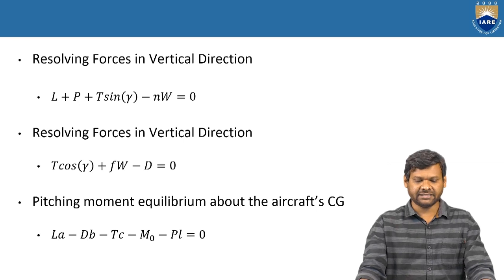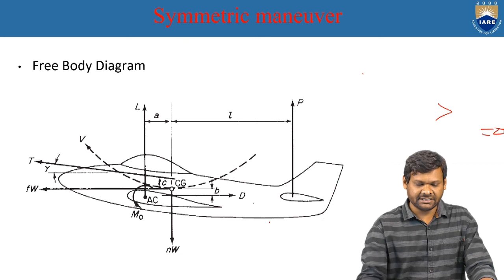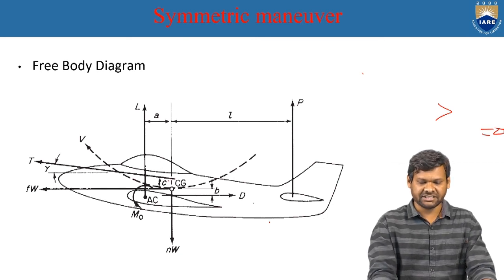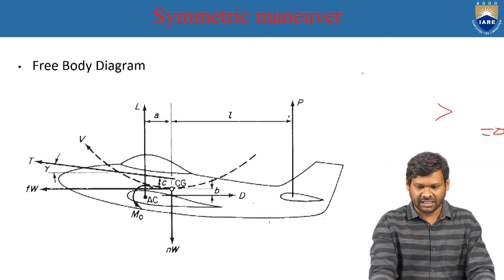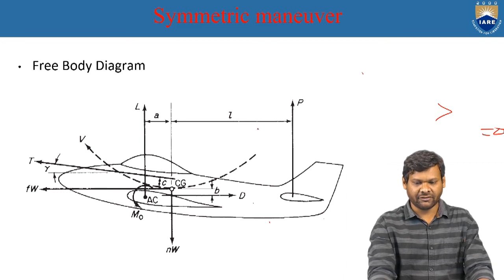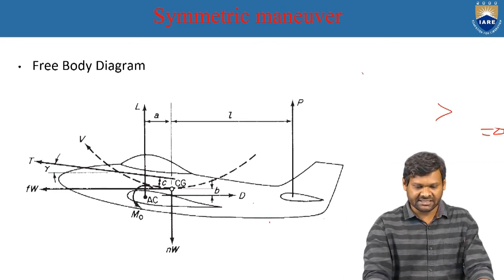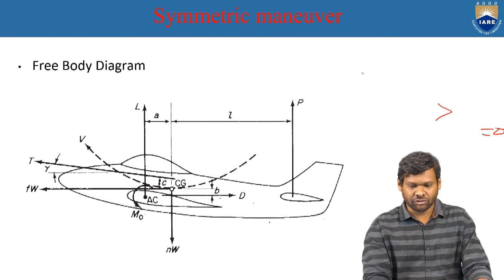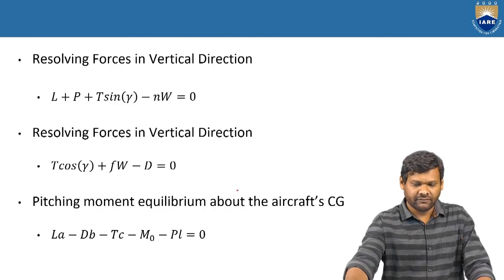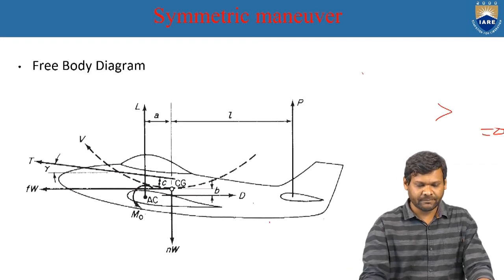That is LA minus DB minus TC minus M naught minus LP. LA, that is the lift into the distance arm. Since it is a nose up position, we have a positive direction of moment. And when you consider P, it is nose down, so we have negative P into L. And since M naught is in the negative direction, we have minus M naught. And since the drag is a nose down position, what we have is D into B.